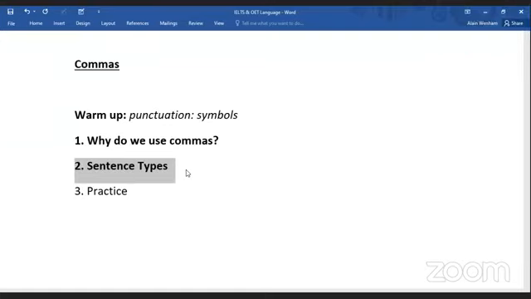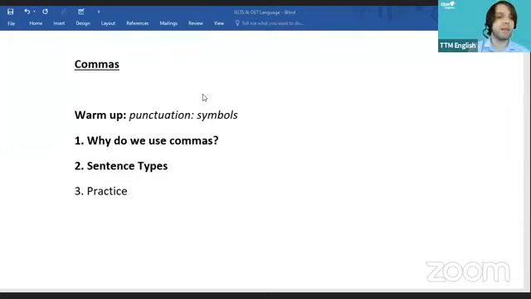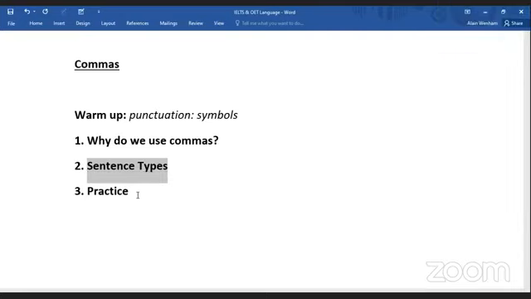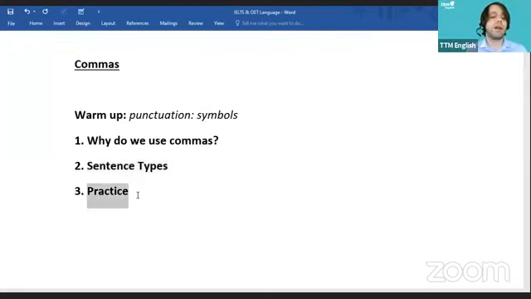Yes, tell us. Is it simple, compound, and complex types? Who's telling me that? That's Mariam. Yes, exactly that, right? So if we get clear about sentence types, we can get clear about commas. That's often what people are confused about, right? So we'll do that. Then I've got a little bit of practice for you. Not too much practice today, just a little bit at the end. Let's get started, all right?